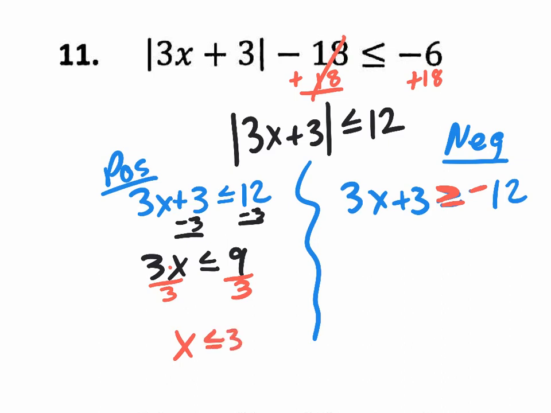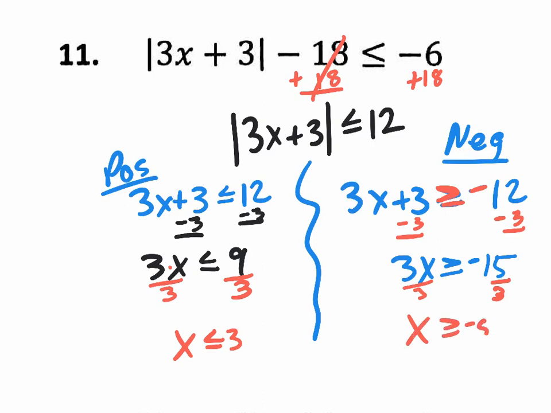Okay, I'm not going to circle it, I'm not going to box it in yet, and I'll tell you why. Let's just do the negative situation first, though. So we're going to subtract 3 over here. We're going to have 3x is greater than or equal to negative 15. Final step will be to divide by 3. X is greater than or equal to negative 5.